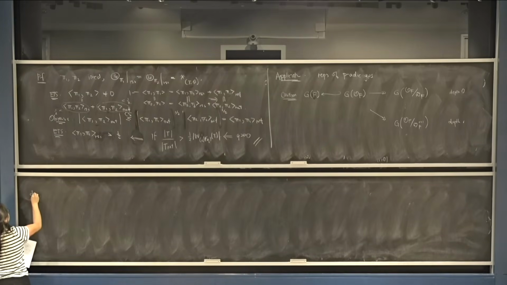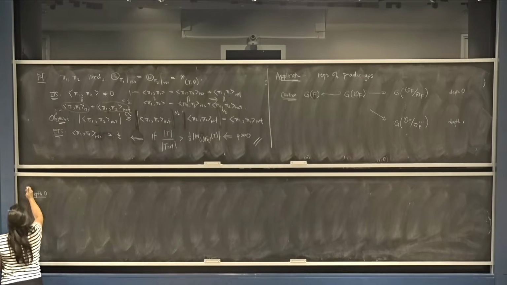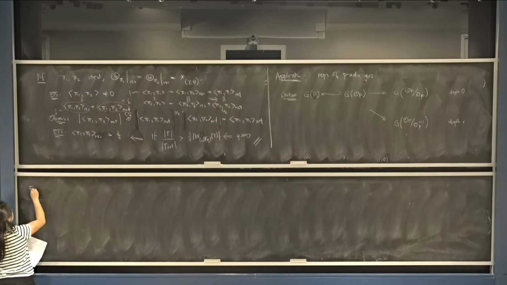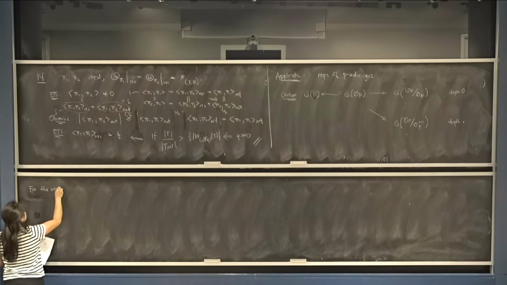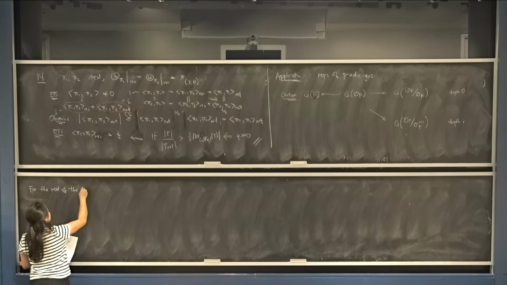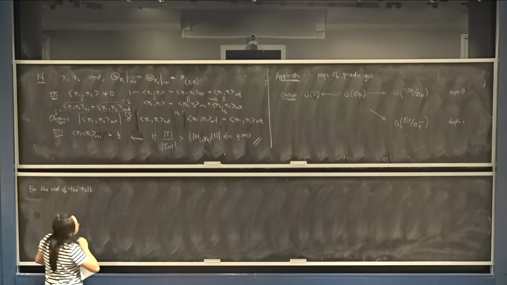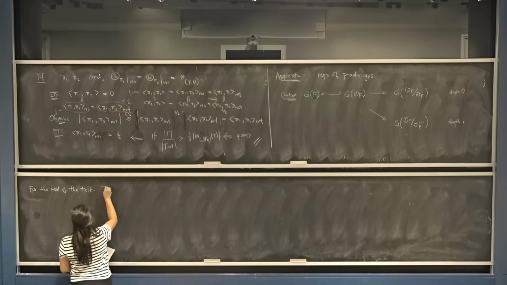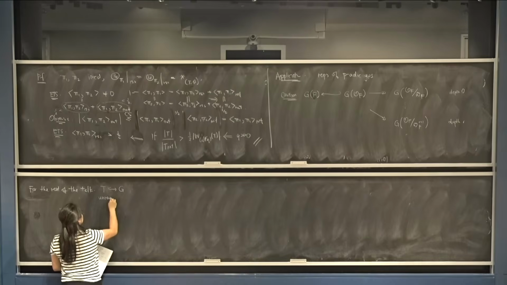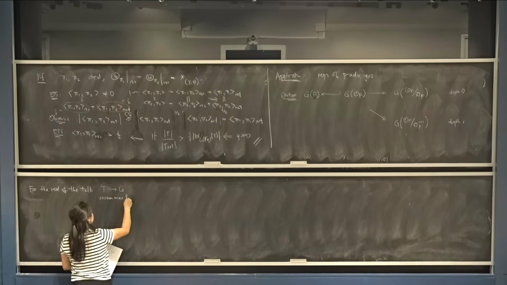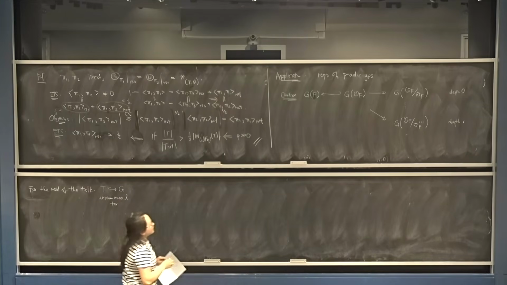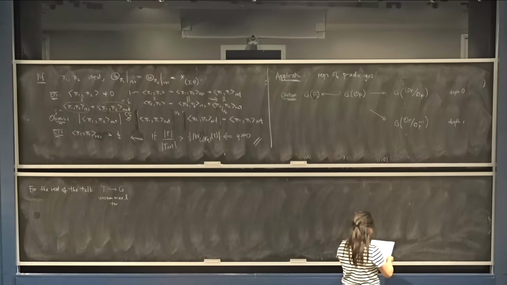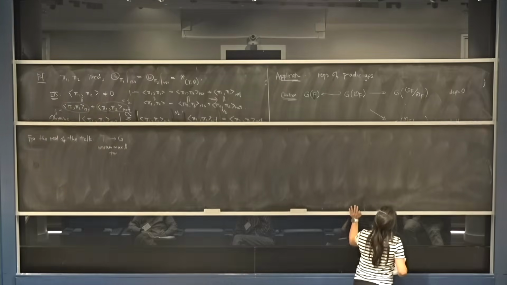So in the depth 0 setting, it's exactly what I meant. Okay, so for the rest of the talk, which is, I don't know, 10 minutes or so, I'm going to take T inside G to be an unramified maximal torus. And I forgot to put some notation over here.